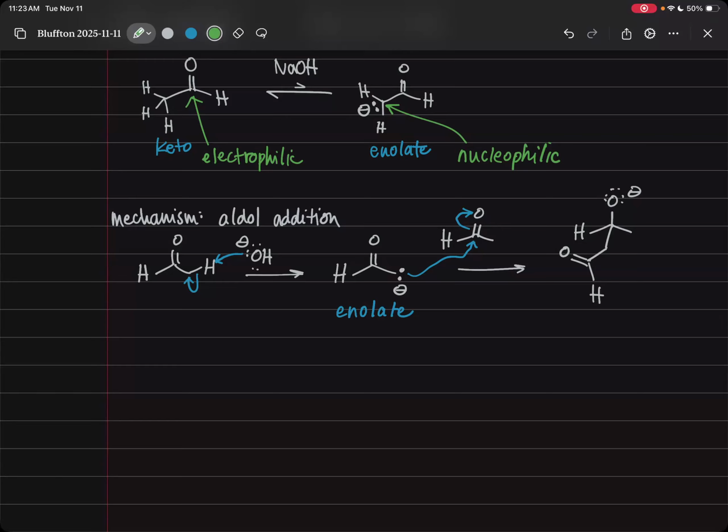Okay, so the new bond that we formed is right there in green. And so I think you can see that the two other carbons, there's the two that made up the aldehyde originally. And here's the two that made up the enolate originally.